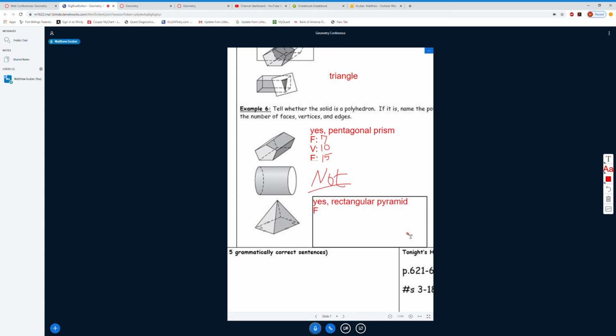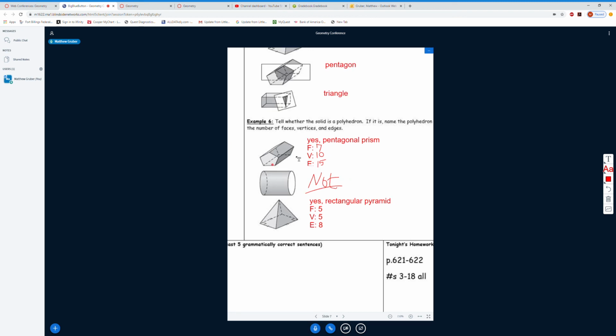And now let's figure out the faces, vertices, and edges. Faces: it has a base and then 4 sides going up to the top, so that has 5 faces. The vertices: it has 4 on the bottom, 1 up top, that's 5. And the edges will be those two added together, and then subtract 2. 5 plus 5 is 10, subtract 2 is 8.